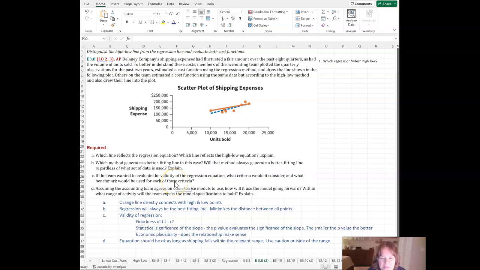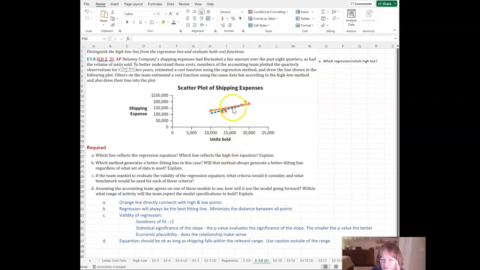Okay, this is exercise 3.8. I do like the problems in here. I think they're pretty good. But now we're going to move from high-low to regression. And we're going to distinguish the high-low line first from the regression line and then evaluate both of the cost functions. And that's the smart part, okay, is evaluating the functions.